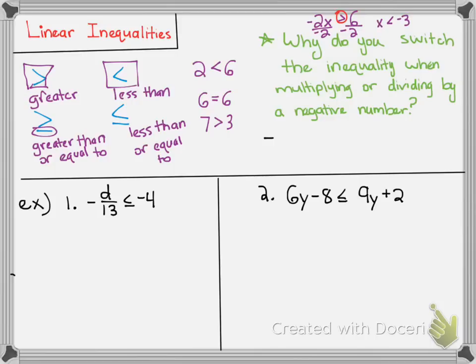That happens because, let's say for instance, I have negative 2 is less than 8. That is a true statement, right? But what if I multiply both sides by a negative 1? If I left the sign the way it was facing, I would have 2 is less than negative 8. Well, that is not a true statement. That doesn't work. That is why whenever we're multiplying or dividing by a negative number, the sign must switch.